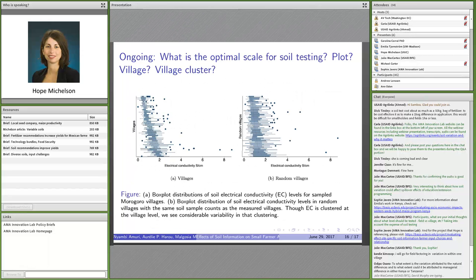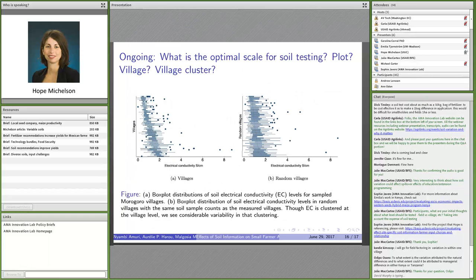The last slide I want to leave you with is about the question of the optimal scale for soil testing. We're thinking about it at this point in a statistical way, where we're trying to figure out what the places are that have the most variation, and whether we can predict which places have the most variation based on observable structural characteristics that we can get from publicly available data. So that's what we're thinking about.